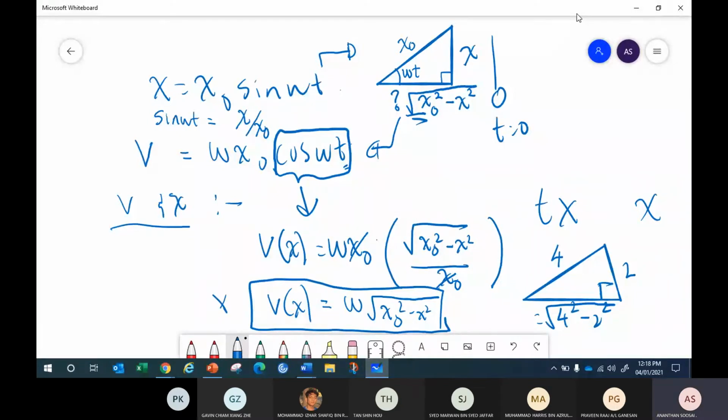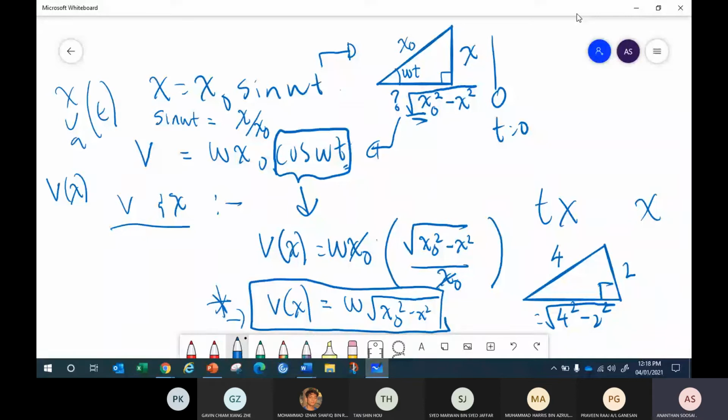This is the new formula you're going to use on top of the earlier one, the sine omega t. You got x, v, and a in terms of time already. Now we got a new formula, v in terms of displacement. The v in terms of displacement is omega root of x naught squared minus x squared. Omega is what? Angular frequency. X naught is what? Amplitude. X is what? The displacement where you want the velocity.